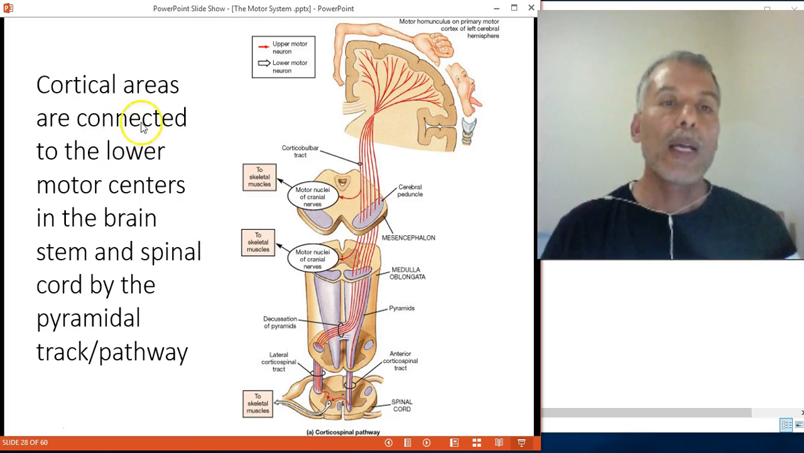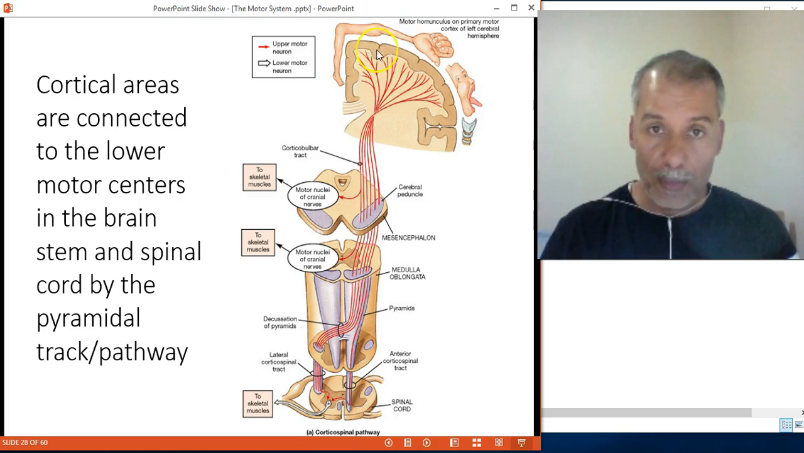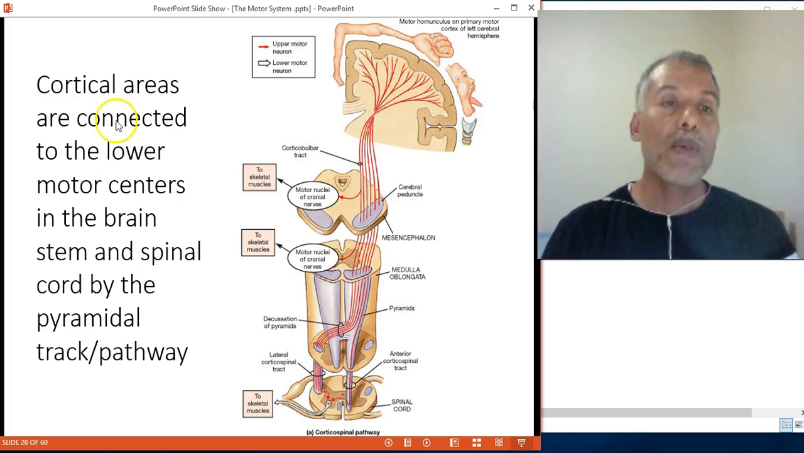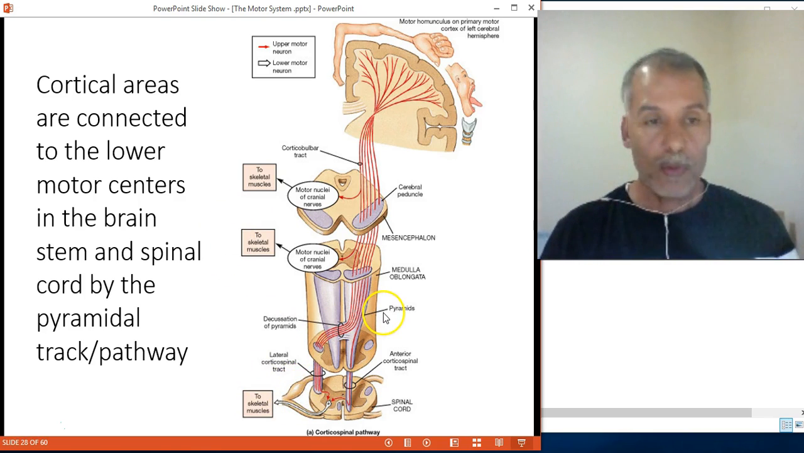So the cortical areas, again, are connected. You can see that little piece of tissue on top, that gray matter, is connected to the brainstem through the pyramidal tract, and that part is the upper motor neurons. They are called upper because they basically go from the cortex to the brainstem, and they synapse with the cranial nerves, and that connects with your muscles of speech.